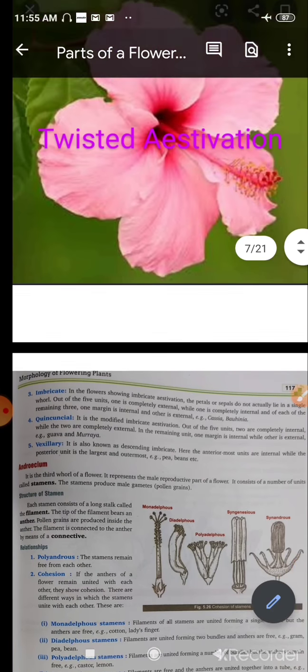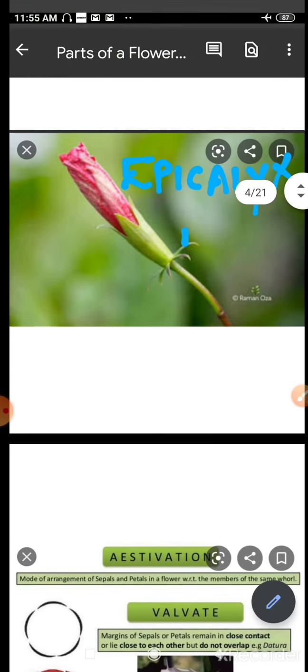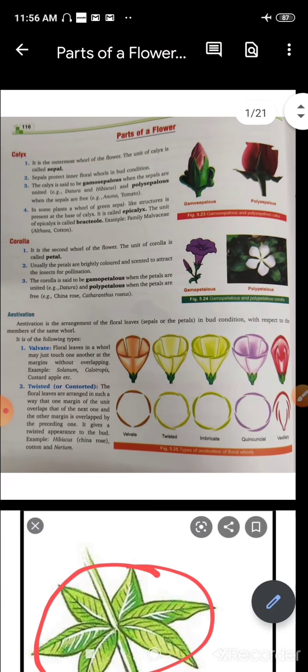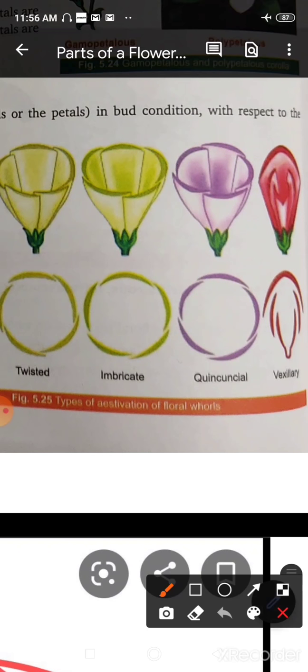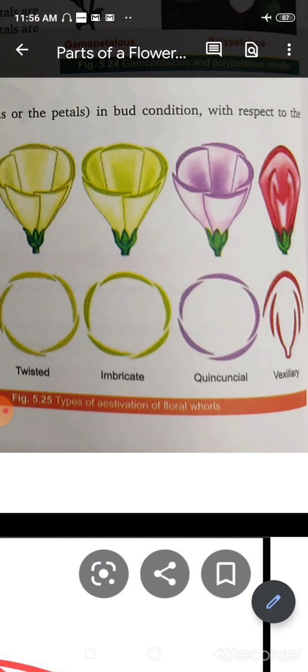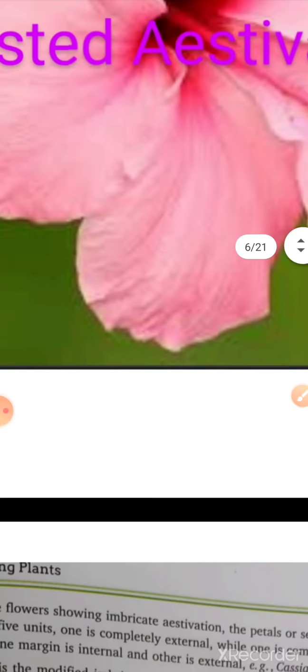Now if we look at the diagram of imbricate aestivation, you will see one is totally internal, one is totally external, right? And the rest, you see these 3, how are they arranged? Similarly here, one is totally internal, this one is totally external, and here you see they are overlapping each other. So that is an example of imbricate aestivation.